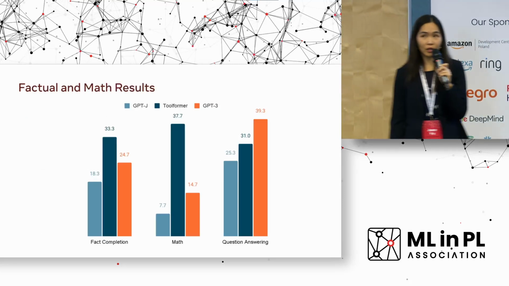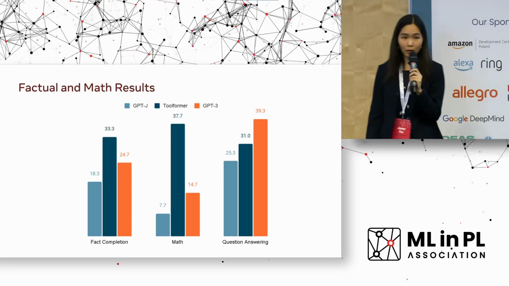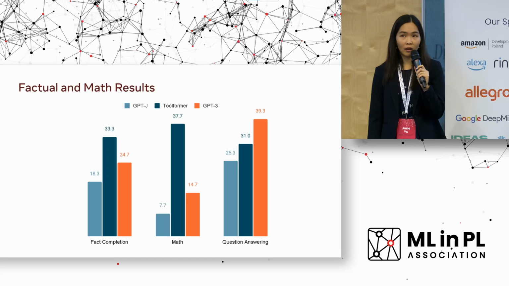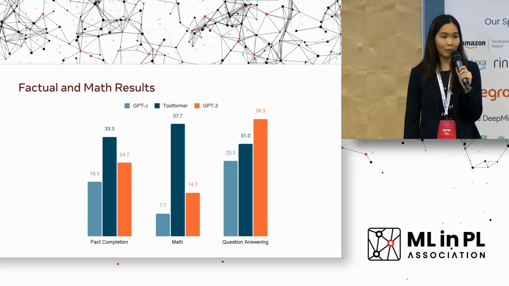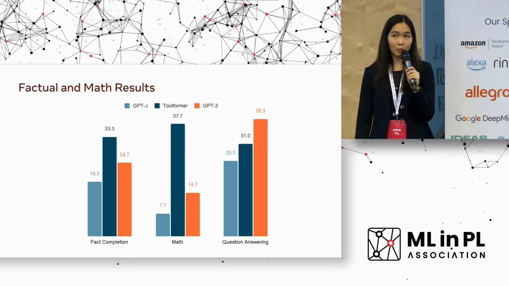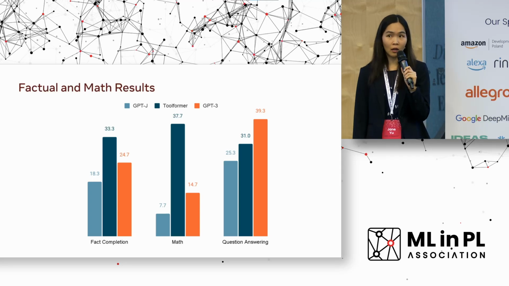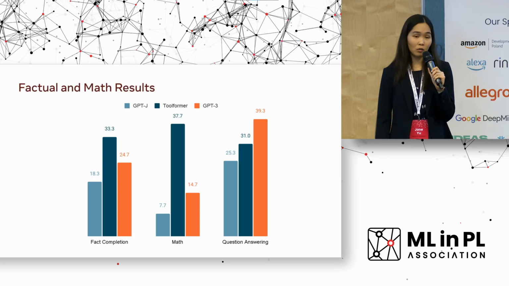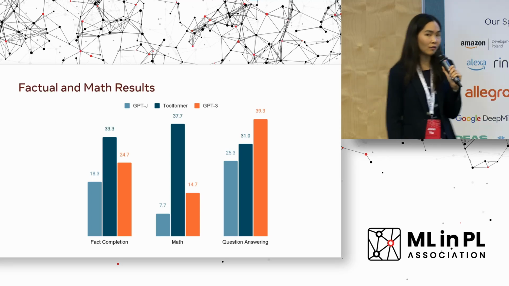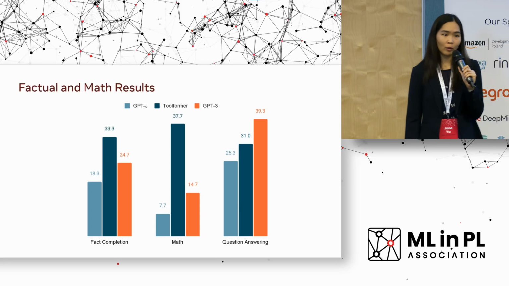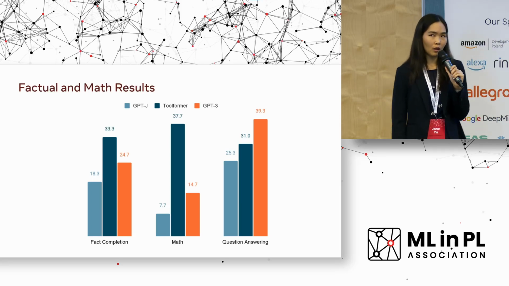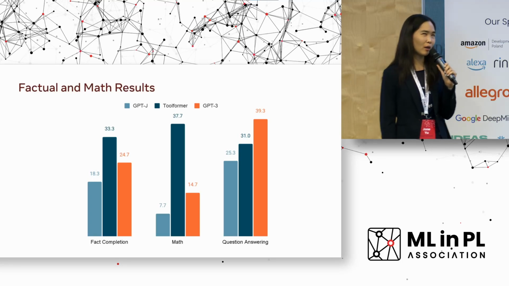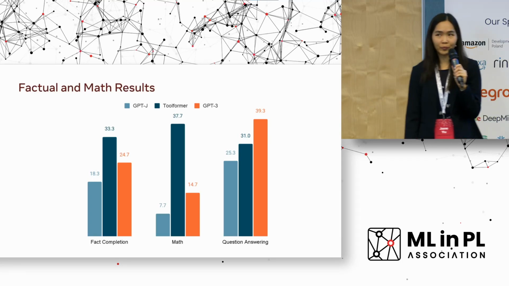And here are some results from the factual and mathematical tasks. We can see that Toolformer is doing really well in the case of fact completion and math. So it's not only beating the base model GPTJ, it's also beating GPT-3 substantially, which is, to remind you, 175 billion parameters. Toolformer is only 6 billion parameters, and it's able to greatly improve upon the performance of this model that's about 30 times larger than itself.